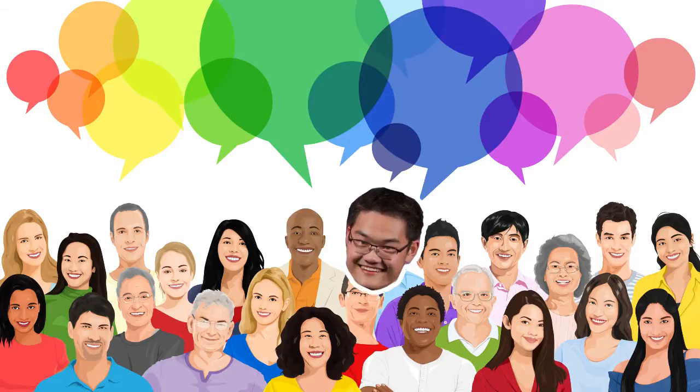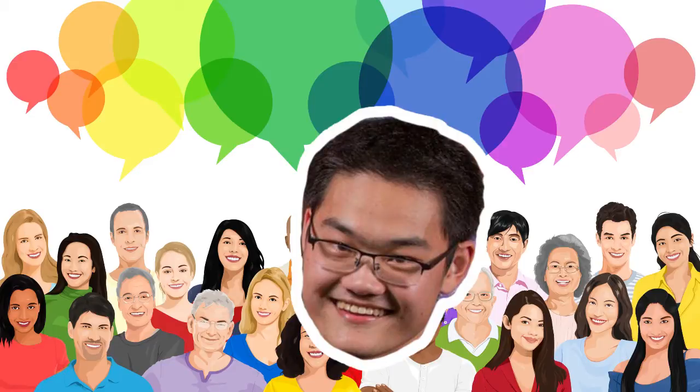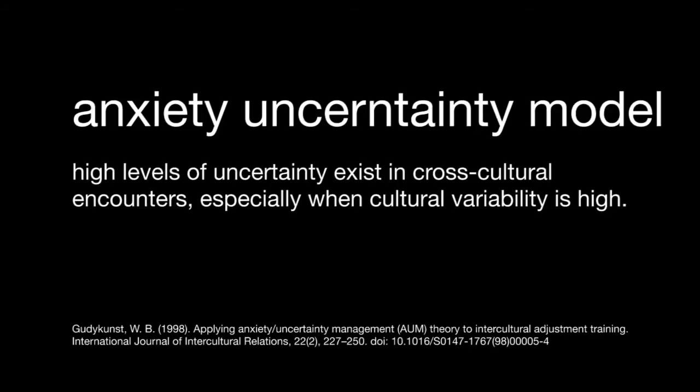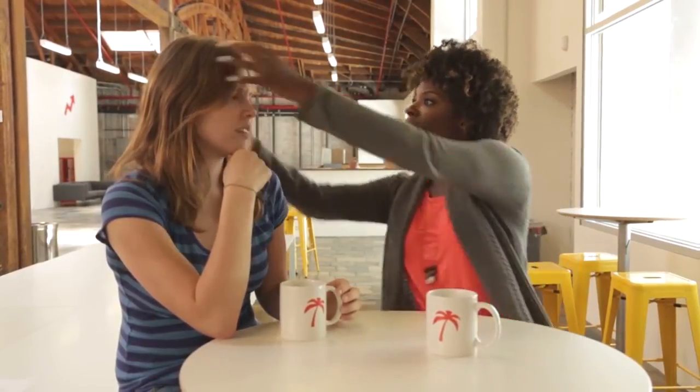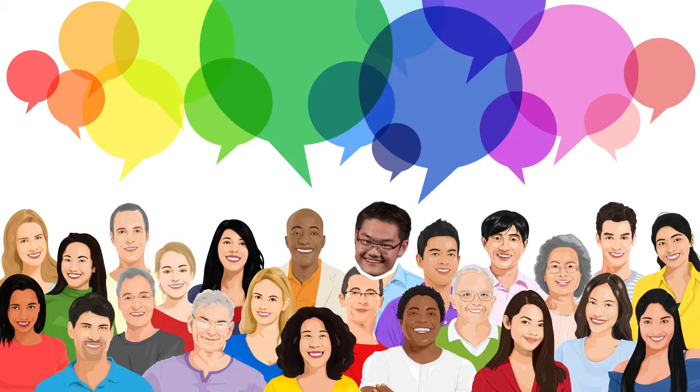Had he demonstrated a higher level of ethnocentrism, he would hold less certainty during his intercultural interactions. Gudykunst's anxiety uncertainty model found that high levels of uncertainty exist in cross-cultural encounters, especially when cultural variability is high. Simply put, the greater the perceived differences between cultures, the less a communicator will be able to predict about the behaviors of the other party, and therefore be less likely to engage in intercultural interactions. These perceived differences between cultures are influenced by an individual's ethnocentricity.